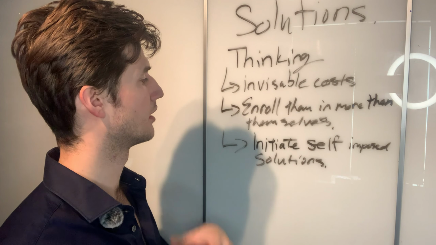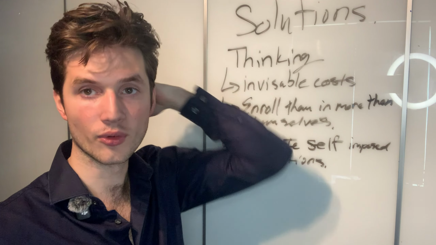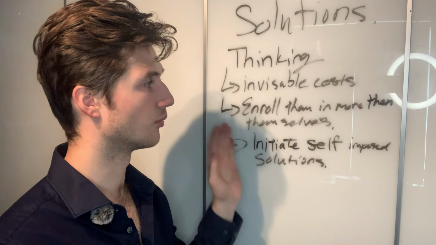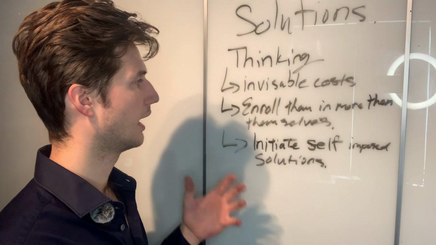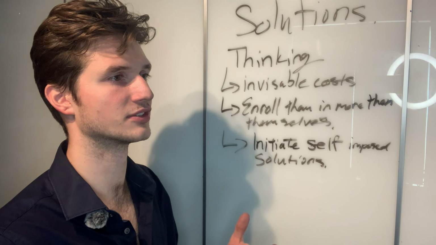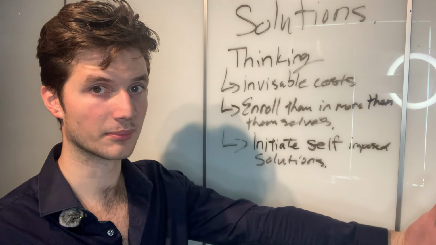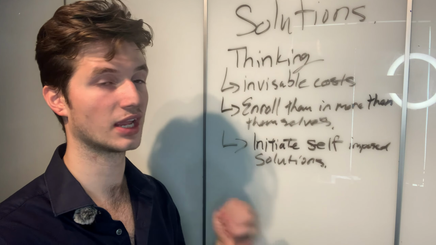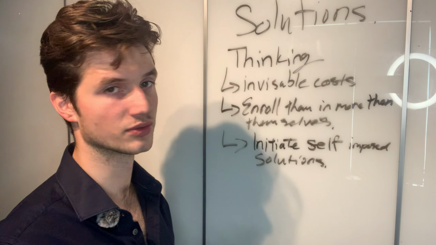Enroll them in more than themselves. So, in terms of their own goal and their own vision and what their goals were for this quarter or with the company, how does this affect their team members? People don't like others suffering at the cost of what they do. So, if you explain how it affects their team members, then they're more likely to change that behavior in the first place. And initiate self-imposed solutions.